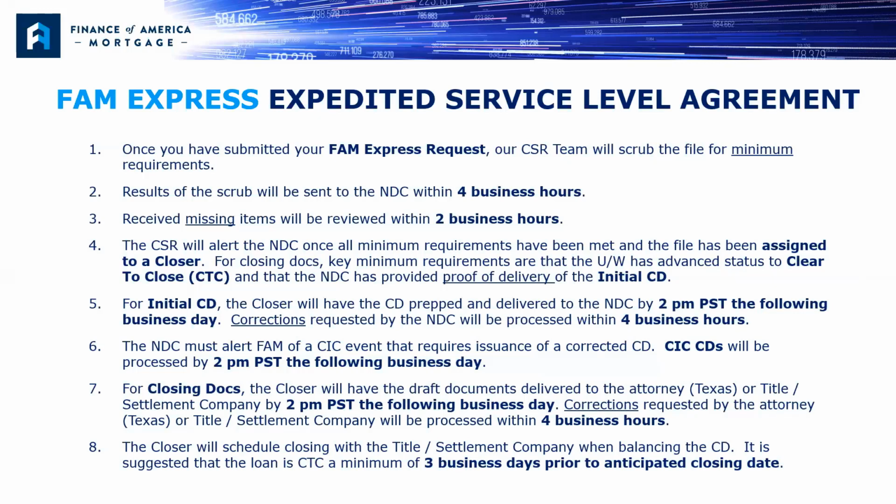So obviously it's important to allow enough time from when you receive your clear to close to go through the functions that you need to get your CD out and to get your closing docs delivered. Right. So once we have that final CD, the closer will draft the documents and deliver them, if it's an attorney state or a title settlement company, by 2 p.m. Pacific time the following business day. Corrections requested by the attorney or title settlement will be processed within 4 business hours. And then the closer will schedule the closing with the settlement company or title and balance the CD. It's suggested that if there are any changes, a minimum of 3 business days are allowed prior to the anticipated closing date.